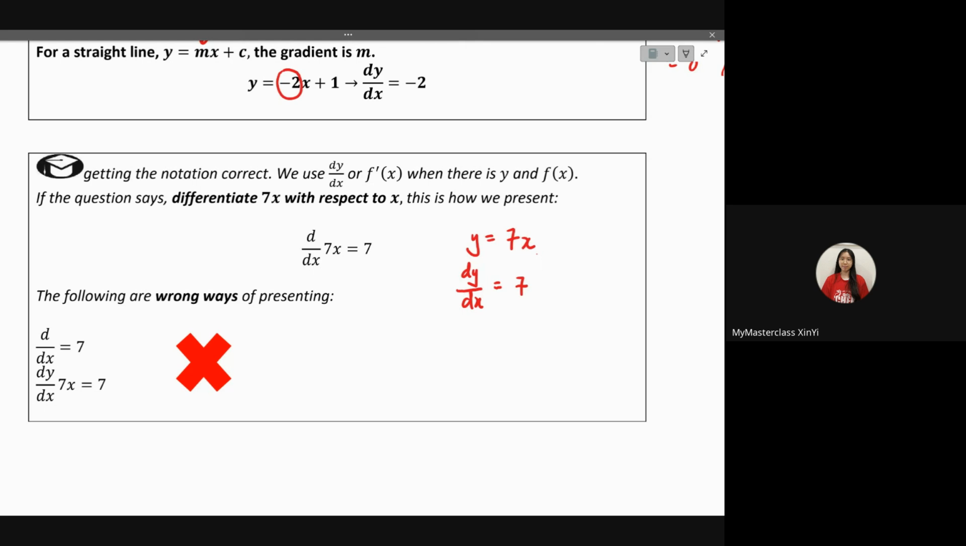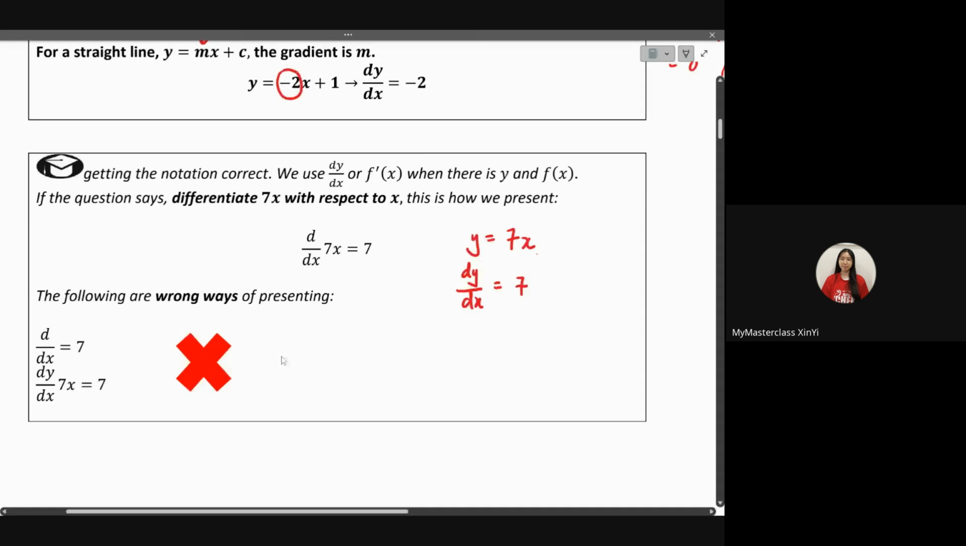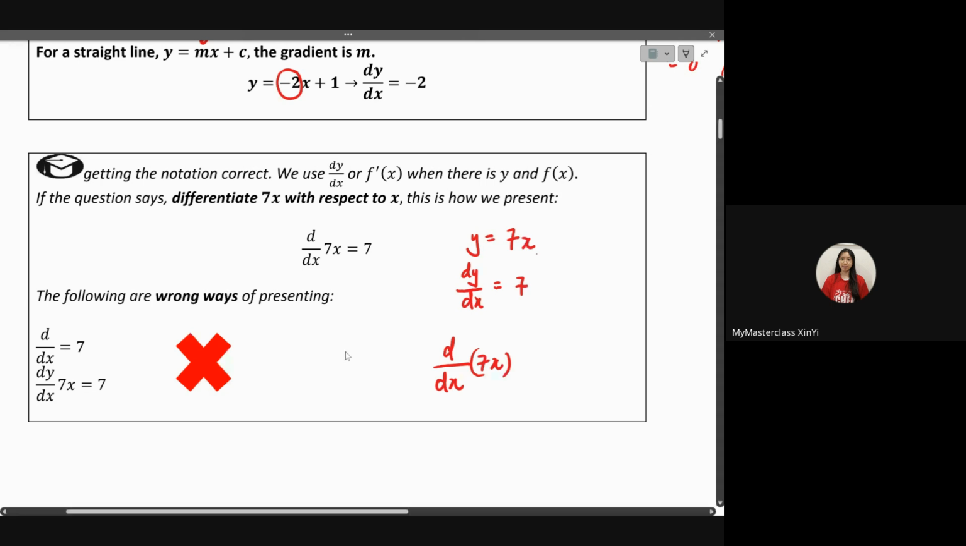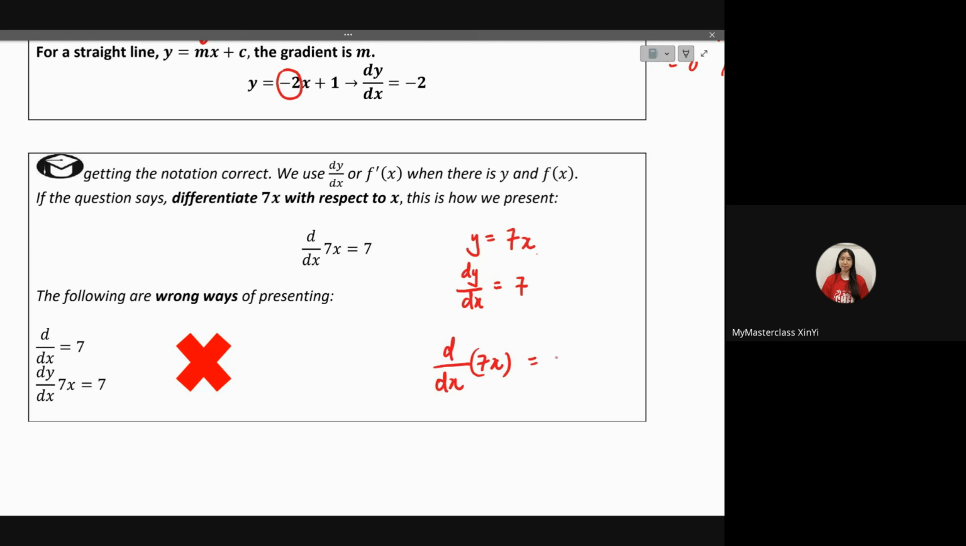However, if I never write it in an equation form like this, y equals to 7x, and I write it as just an expression, 7x, and I tell you to differentiate 7x with respect to x, then it is differentiating 7x with respect to x. So it's just d dx without the y. The y comes in only when you have an equation like this, y equals 7x. So dy dx will be 7. Then differentiating this 7x, you will get 7.